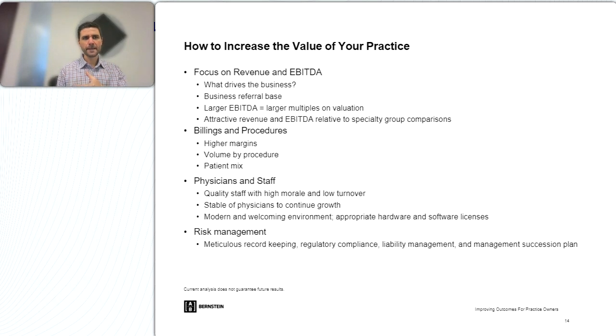And then lastly, risk management is super important. Obviously, record keeping, compliance, liability management, and making sure you're checking all the boxes that your practice needs to keep the licenses that it has and keep the lights on and certainly operating.